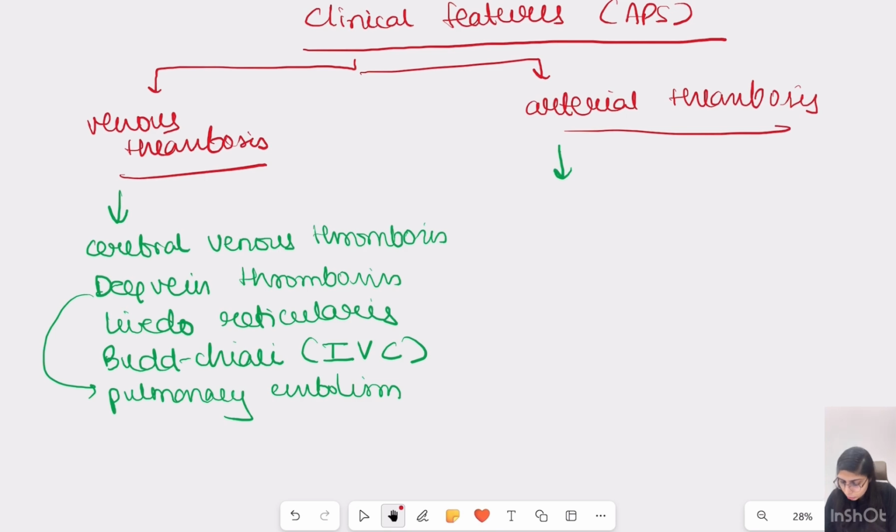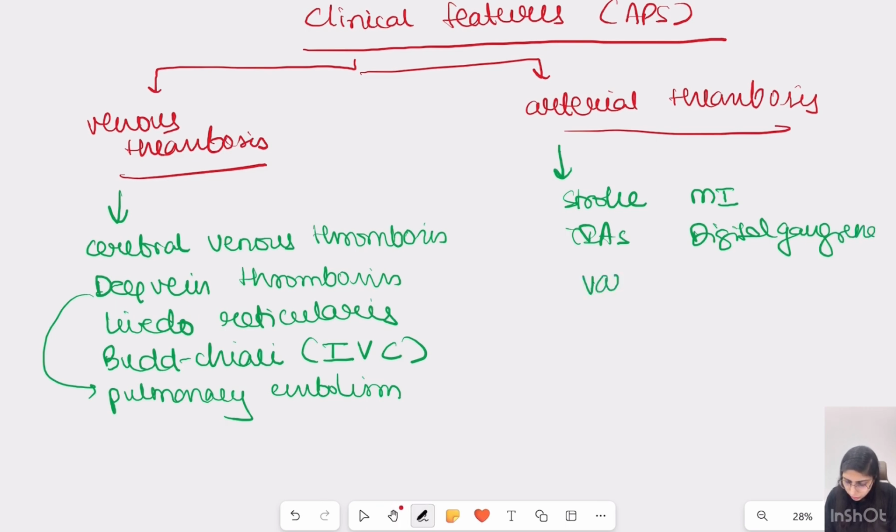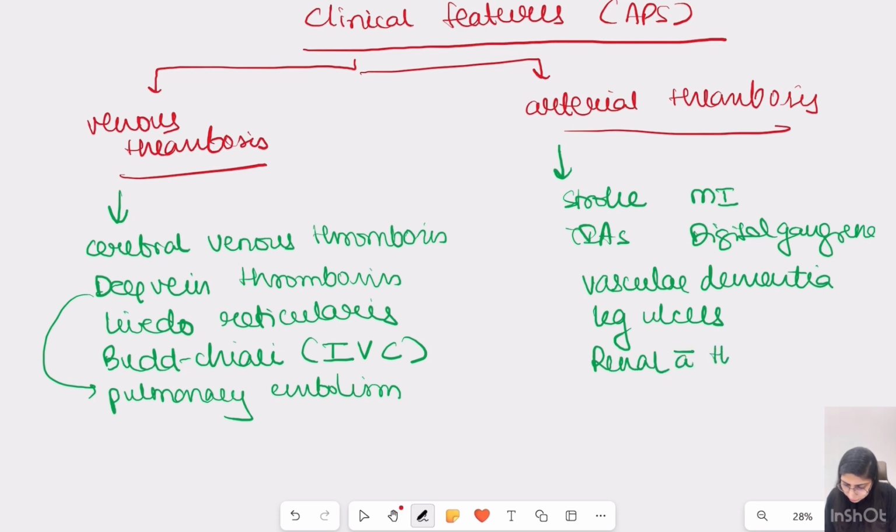Now we talk about arterial thrombosis. So stroke in the brain, if arteries are involved in stroke, with minor clots there can be TIAs. In the heart there can be an MI. In the fingers there can be digital gangrene, vascular dementia, a chronic process because of recurrent clots and ischemic events. If there is a clot in the leg arteries, that will lead to leg ulcers. Renal artery thrombosis, which can lead to young hypertension.